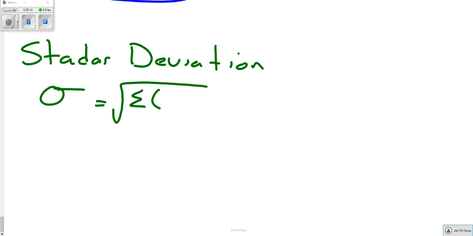So it's the sum of every number subtracted from the mean, squared.